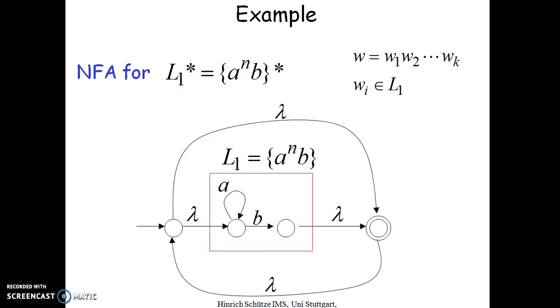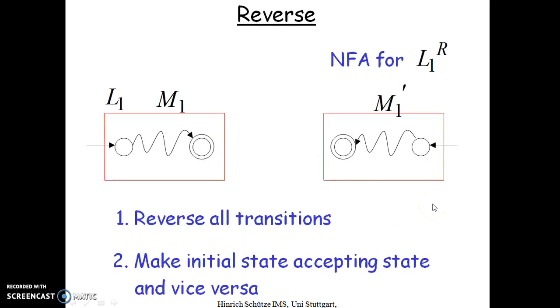Next is one example for that. The language taken is a to the power n b. We have already seen how to write the automata for this, and how to write the closure for this is: add a lambda transition from the new initial state to the initial state, next add a lambda transition from the final state to the newly constructed final state, and add a lambda transition from the final state to the initial state, and also from the initial state to the final state. We'll see the next operation.